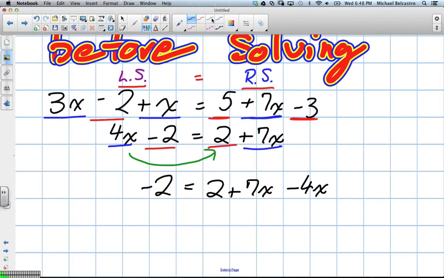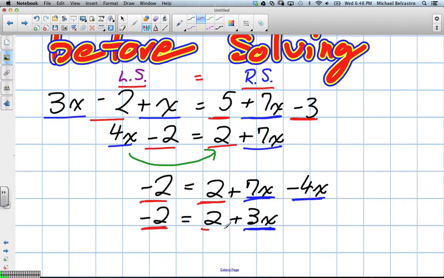So now, our red guy's over here, and this guy's a red guy. Those are like terms. And these two blue guys are now on the same side. Because they're on the same side, we can collect like terms. So we have negative 2 equals 2. And 7x minus 4x will give us 3x, okay? So we're now left with only one blue term, but we still have two red terms.